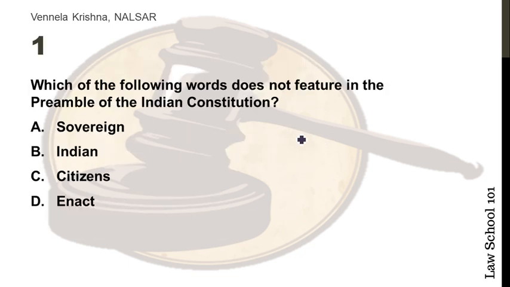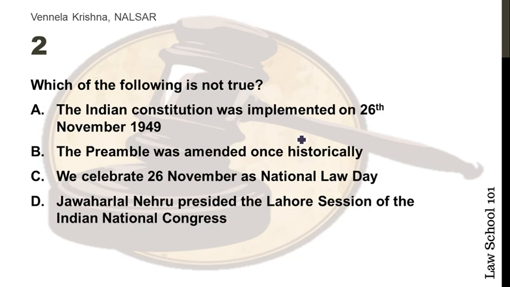Question 1. Which of the following words does not feature in the preamble of the Indian Constitution? A. Sovereign. B. Indian. C. Citizens. D. Enact. Question number 2. Which of the following is not true? A. The Indian Constitution was implemented on 26 November 1949. B. The preamble was amended once historically. C. We celebrate 26 November as Law Day. D. Jawaharlal Nehru presided the Lahore session of the Indian National Congress.